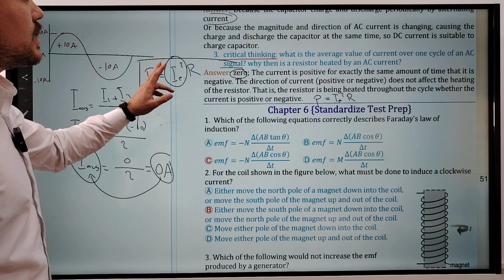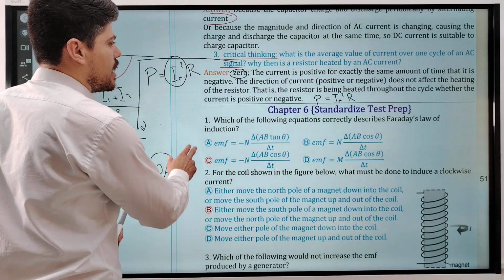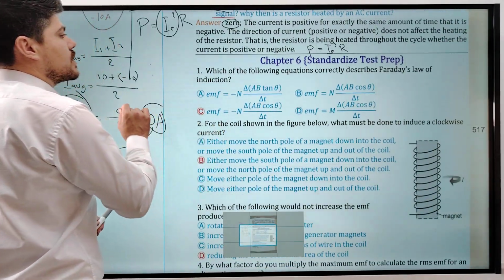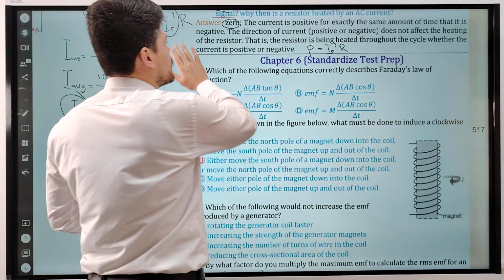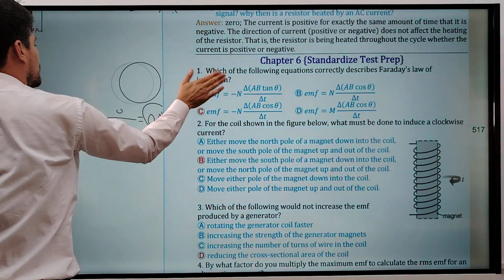This is the last question of the section review. We finished the questions of the section review. Now, let's solve the questions of the standardized test brief. Standardized test brief of chapter 6.